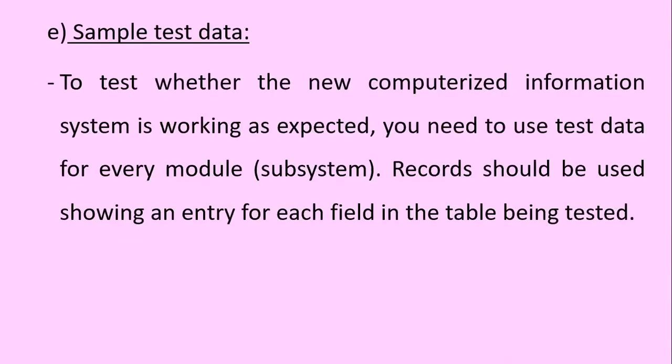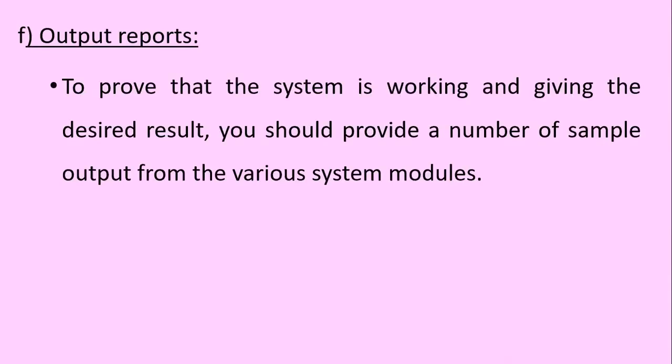On sample test data documentation, to test whether the new computerized information system is working as expected, you need to use test data for every module or subsystem. Therefore, records should be used showing an entry for each field in the table that is being tested. When it comes to output reports documentation, in order to prove that the system is working and giving the desired result, you should provide a number of sample outputs from the various system modules.